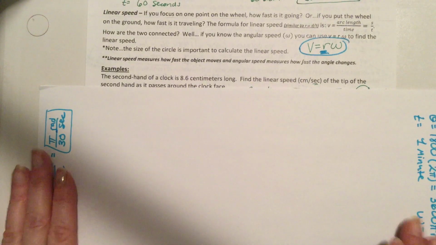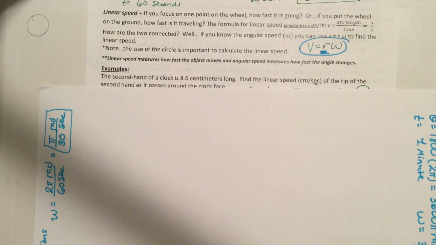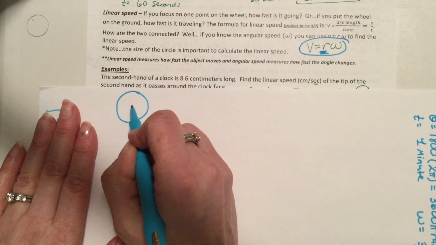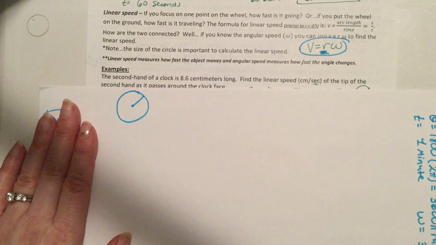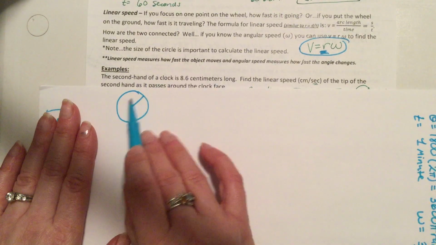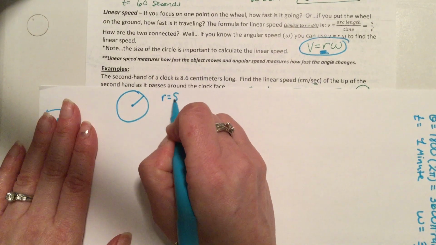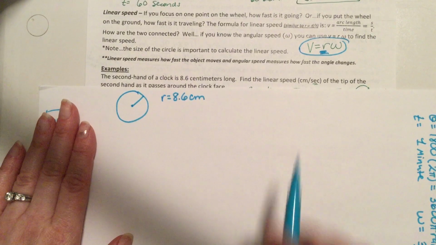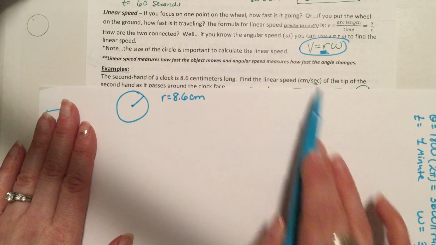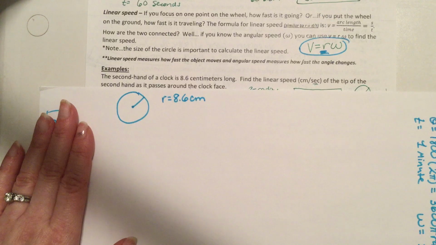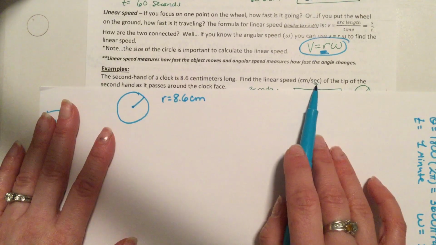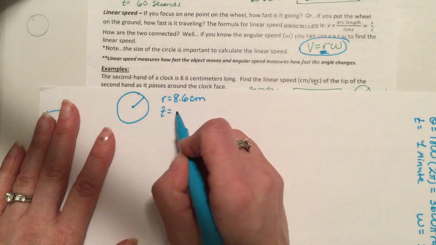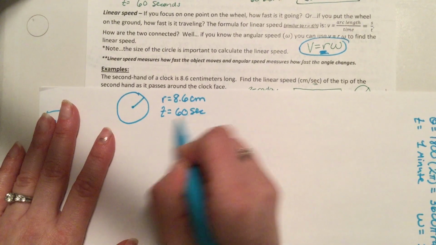Okay, so here is an example. The second hand of a clock is 8.6 centimeters long. If you picture a clock and we're looking at the second hand, that would be a radius, you guys, because it starts at the middle and then goes around. So the radius is 8.6 centimeters. Find the linear speed, they want it in centimeters per second, of the tip of the second hand as it passes around the clock face. So we want it in seconds. The time that it takes for the second hand to go all the way around is 60 seconds.